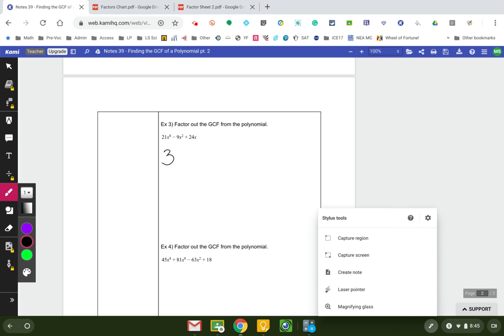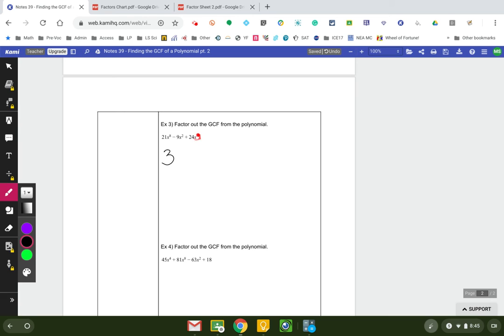Now I have to look and see the variables. This is where it gets tricky. Pay attention, I have a variable there, there, and there. And the smallest exponent just happens to be this guy right over here, which is just x. All right, let me try to write that nicely so you can actually read it. Then open parenthesis. Now I'm going to divide each of those 3 terms by the thing out in front.